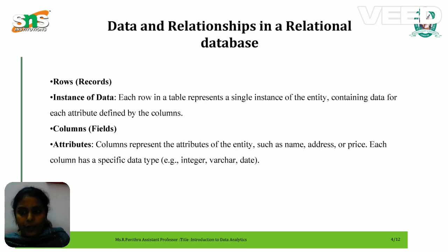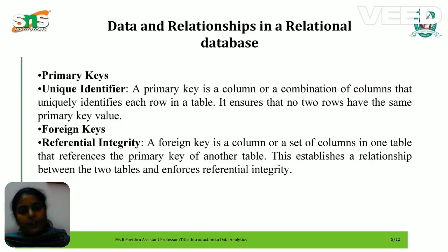The next one, primary key. The primary key means uniquely identified. A primary key is a column or combination of columns that uniquely identifies each row, ensuring that no two rows have the same primary key value. The next one, foreign key. A foreign key means referential integrity. A foreign key is a column or set of columns in one table that references the primary key of another table. It establishes a relationship between the two tables.